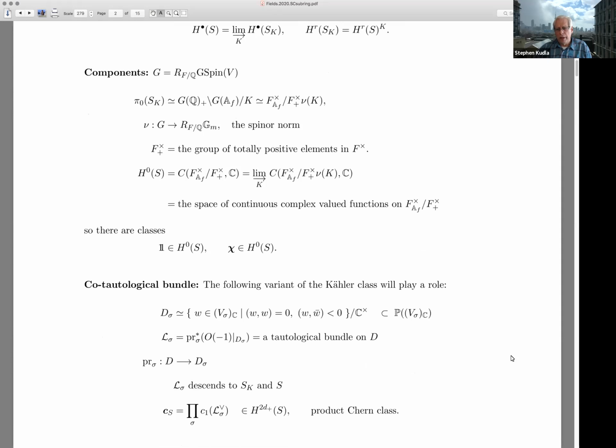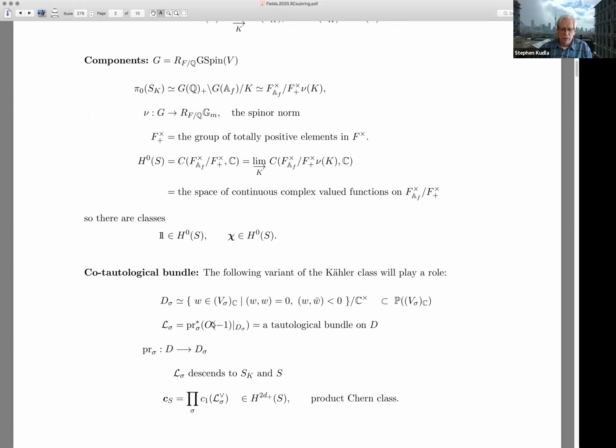One other thing that will play a big role in what I'm going to do here is the tautological bundles. So you see, d sigma can also be realized inside of the projective space of the complexification of v sigma. So it's exactly the isotropic lines W in the complexification, such that W W bar is negative. And so this is a standard model of this thing. This exhibits it, by the way, as an open subset of a quadric. Here's a quadric in this complex projective space, and here's an open subset. So this exhibits the complex structure on this bounded domain.